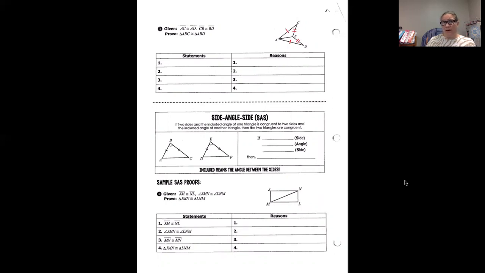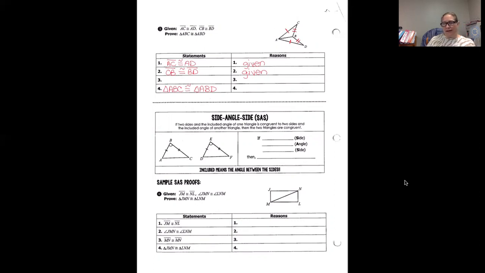This one doesn't have statements, so we have to come up with our own. So we're going to say AC is congruent to AD because it is given. CB is congruent to BD because it is given. And our last statement is going to be triangle ABC is congruent to triangle ABD because it is what we are trying to prove. So I'm going to switch colors here because, notice, 5 out of 8 of your boxes are filled already, just with what is already given to you, given and proof.